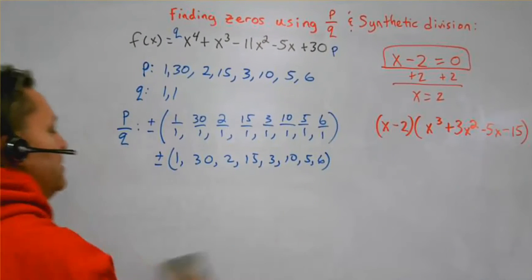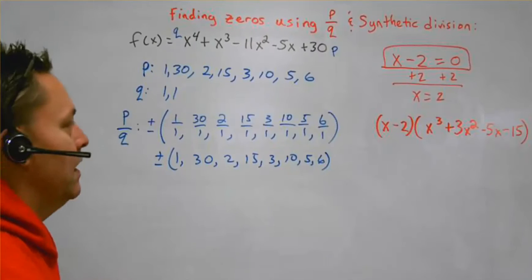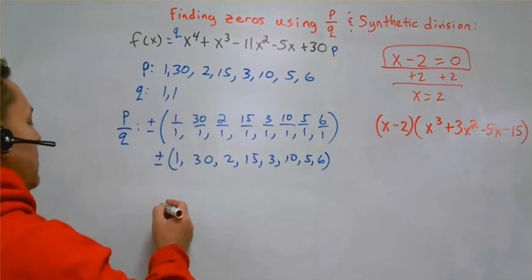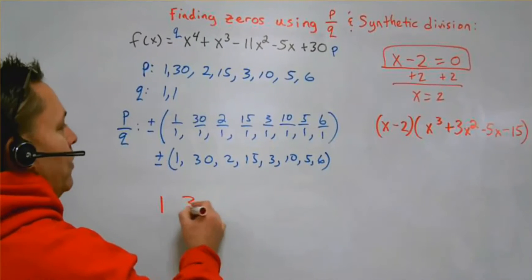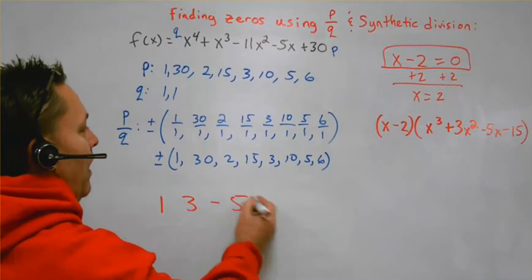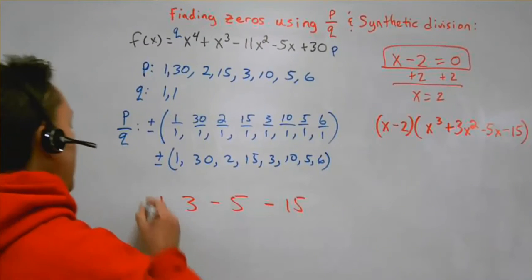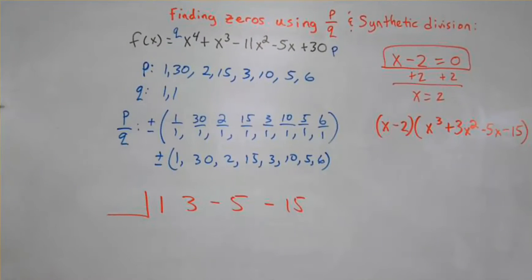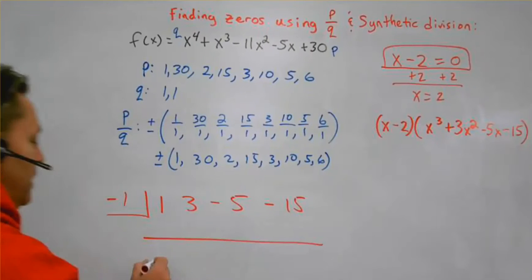And let's just pretend for the sake of doing this that I have my synthetic division here, I have 1, 3, -5, and -15, and I got to find another 0. So I got to pick another one of these. Let's see, let's try to pick -1. Let's see if it works. Okay, so we're going to try -1. So set it up here.